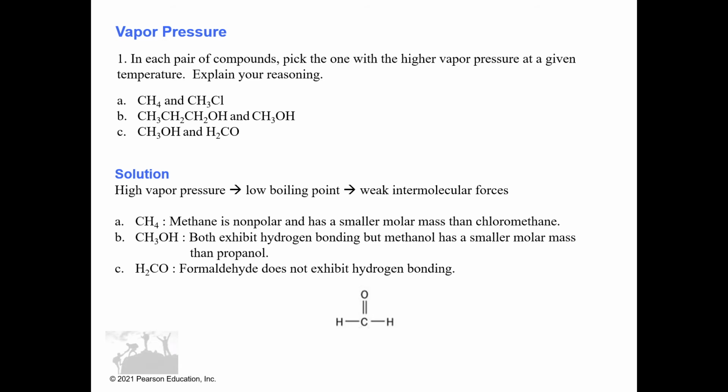Then finally, formaldehyde is the one in letter C that'll have the higher vapor pressure. Okay, so it's important to note the structure here. Yes, it does have an oxygen. It also has a couple of hydrogens, but there is no hydrogen bonding here because there is no hydrogen directly bonded to this oxygen. So this molecule here only exhibits dispersion forces and dipole-dipole. So formaldehyde is the one that has the higher vapor pressure.